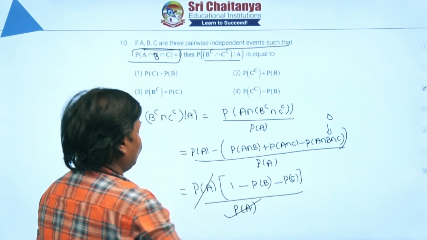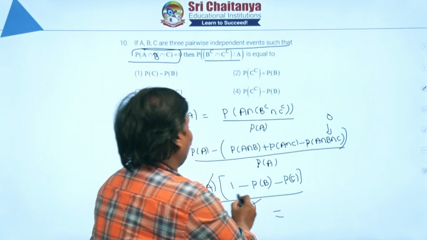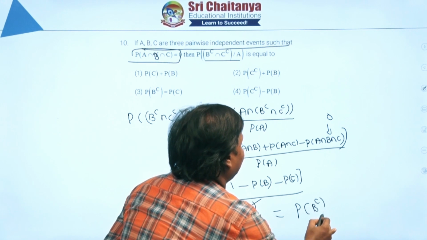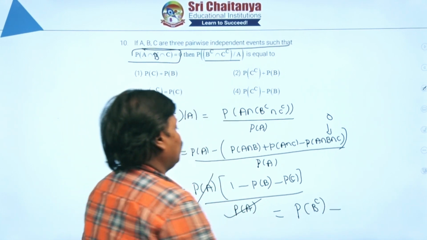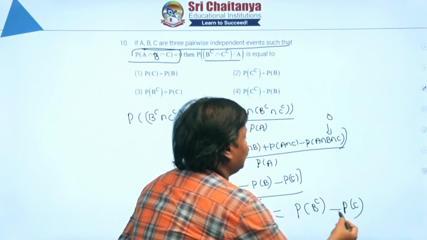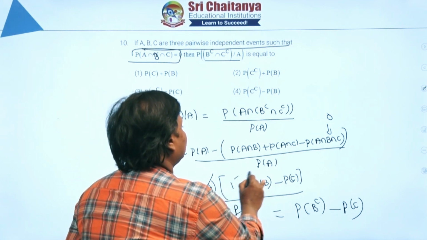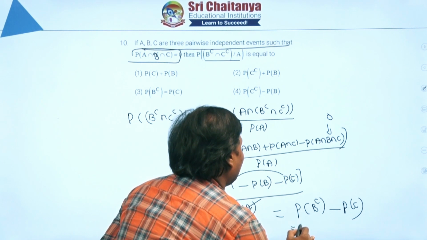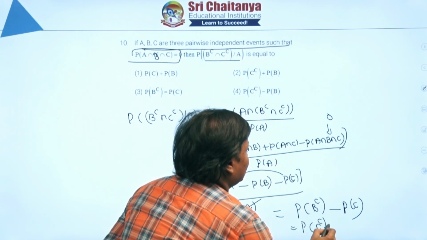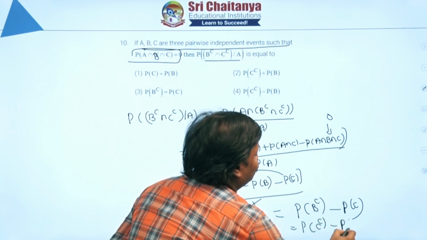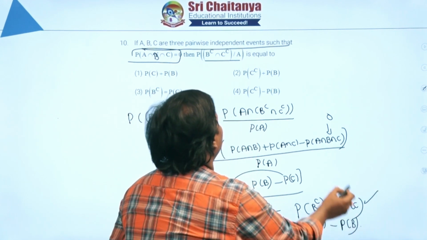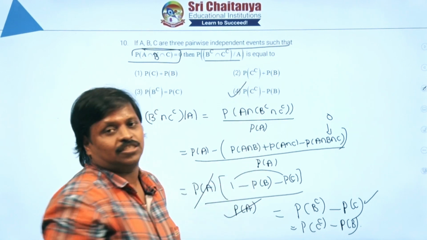So, if I cancel probability of A, now 1 minus probability of B is nothing but probability of B complement minus probability of C, and if I write 1 minus probability of C as probability of C complement, this I can write as probability of C complement minus probability of B. But this is not there in the options, but this is there in the 4th option. So, my answer is 4.